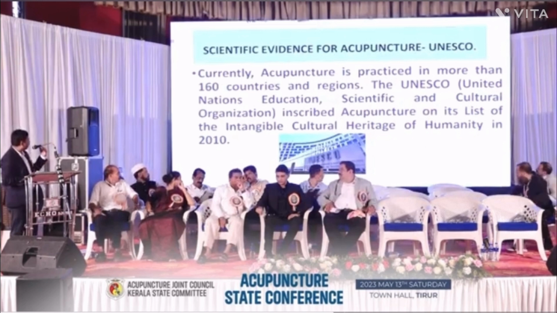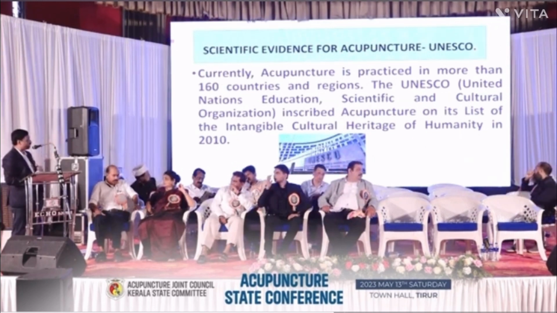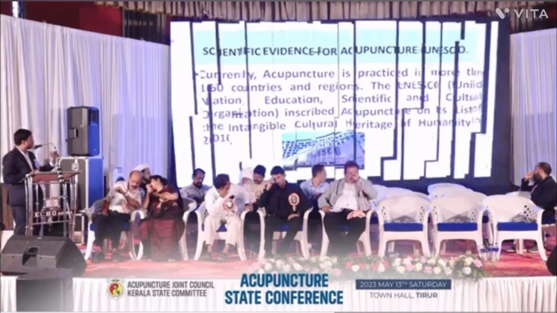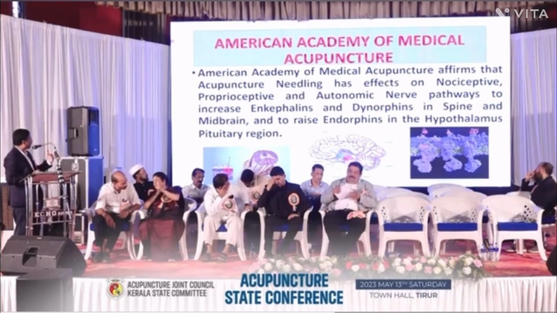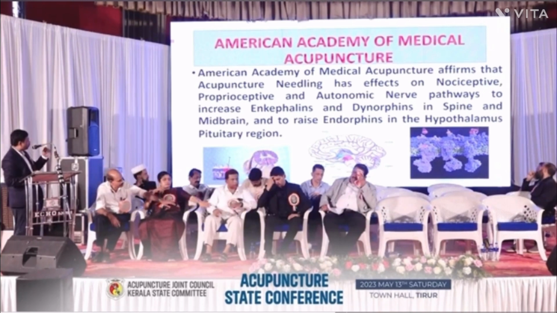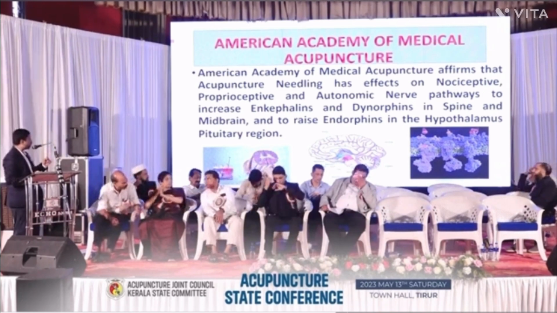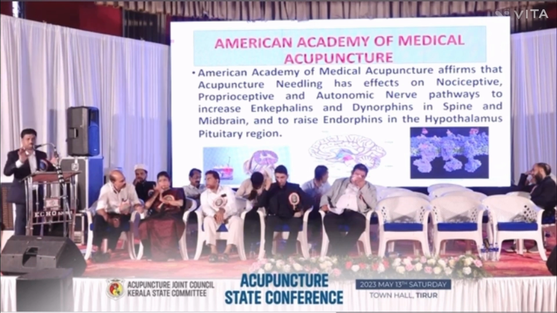So when we understand about acupuncture currently, UNESCO also approved and recognized it in 2010. We all know that. Next please. Now the American Academy of Medical Acupuncture says needling has an effect on the nociceptive, proprioceptive and autonomic nerve pathways to increase the enkephalins and dynorphins in the spine and midbrain and raise the endorphin in the hypothalamus pituitary region.